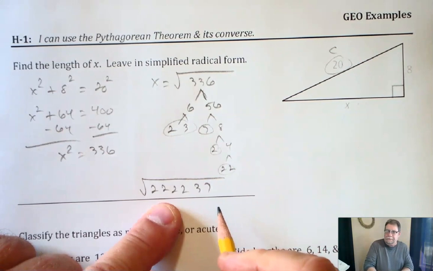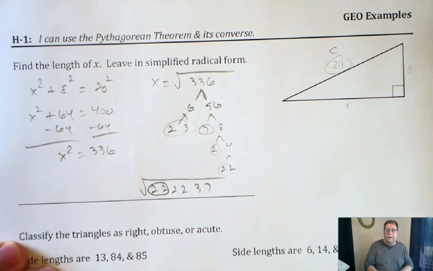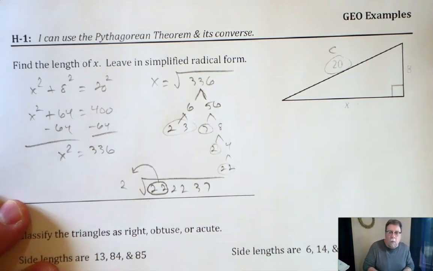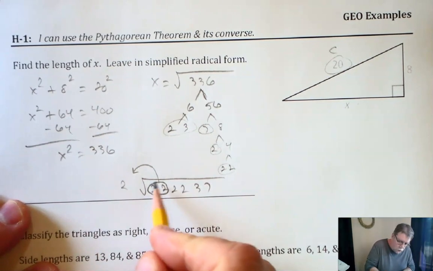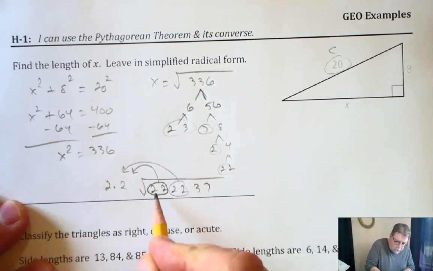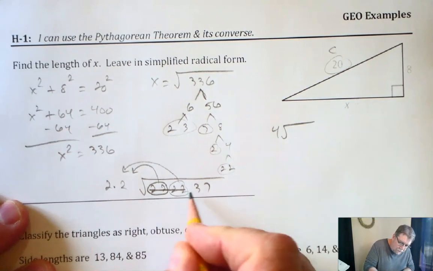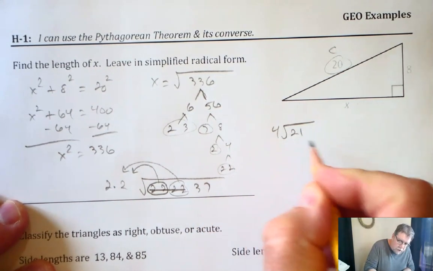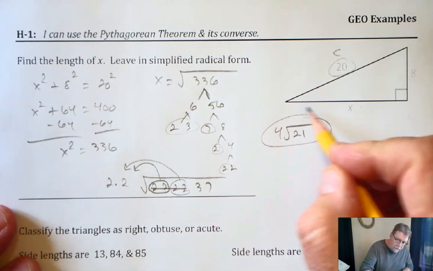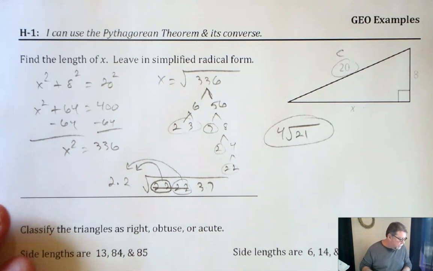So now what I want to do is take pairs. Anytime you see a pair inside a radical, that's a perfect square, and that pair can come out of the radical and become one value on the outside. So there's 1, 2 coming out of the radical. There's another 2 coming out of the radical. So those are gone, and that leaves us with 2 times 2, which is 4, and left in the radical is 3 times 7, which is 21. So there is the value of x in simplified radical form. That's how we would do that problem, okay?